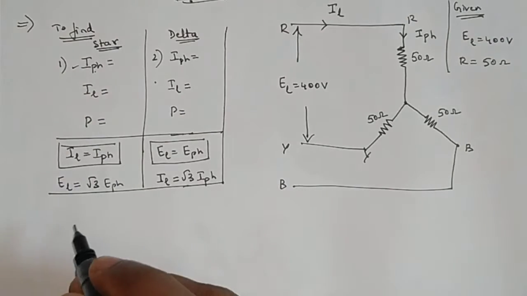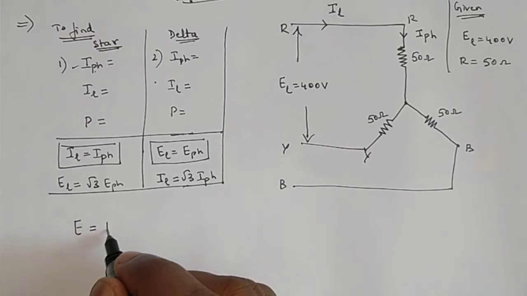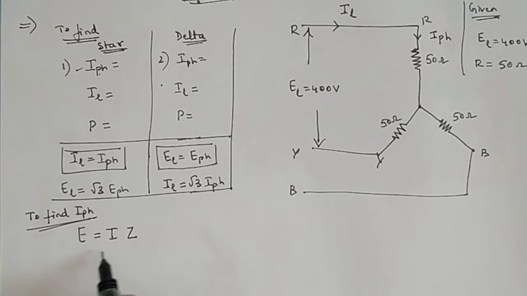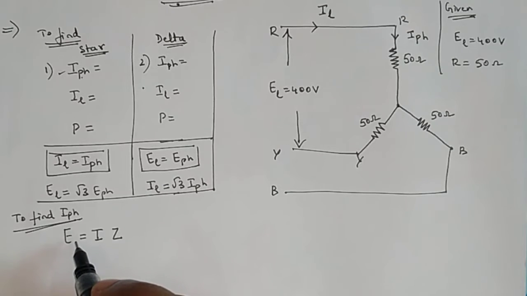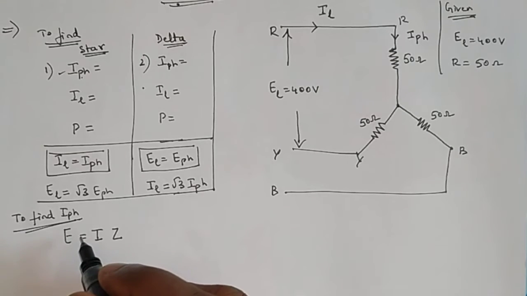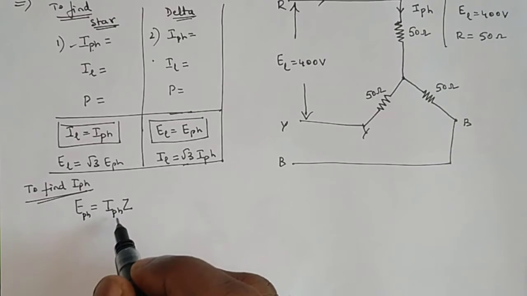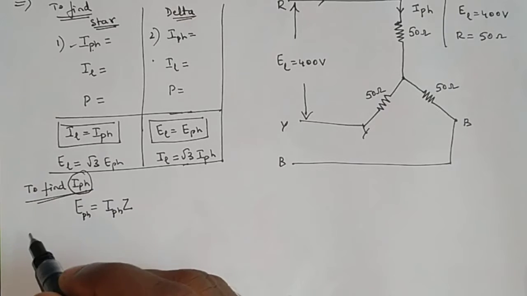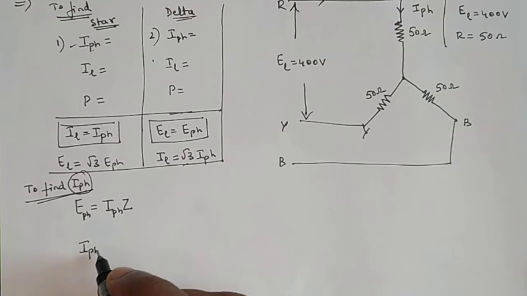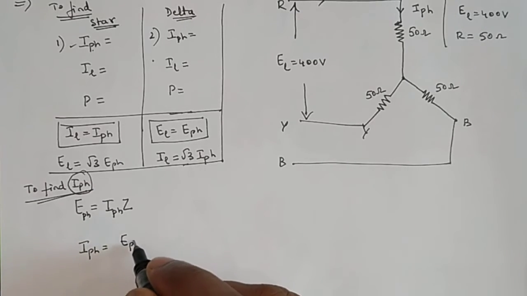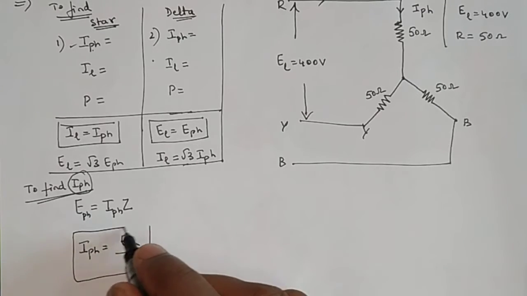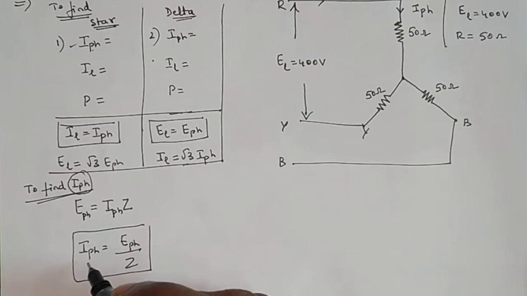To find out phase current, I'm going to use the formula E is equal to I into Z. This formula we have discussed in the previous chapter, that is single phase AC circuit. Since it is from the single phase circuit, voltage will be phase voltage and current will be phase current. From this formula I need to find phase current. I'm going to rearrange this formula. I phase is equal to E phase divided by Z. So this will be the formula used to find out phase current.